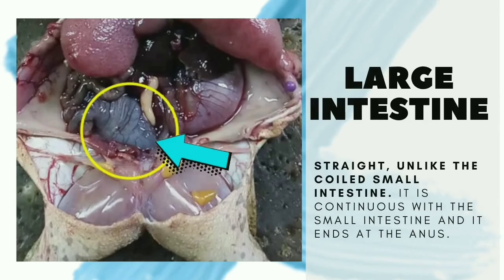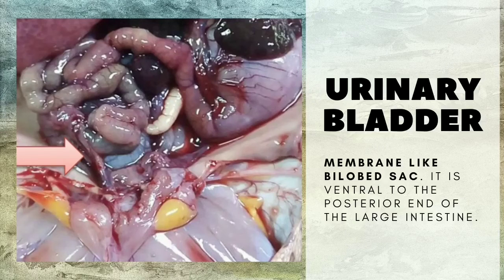The large intestine is straight, unlike the coiled small intestine. It is continuous with the small intestine and it ends at the anus. Urinary bladder is a membrane-like bilobed sac. It is ventral to the posterior end of the large intestine.